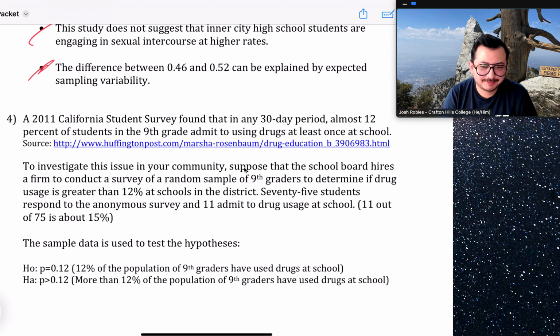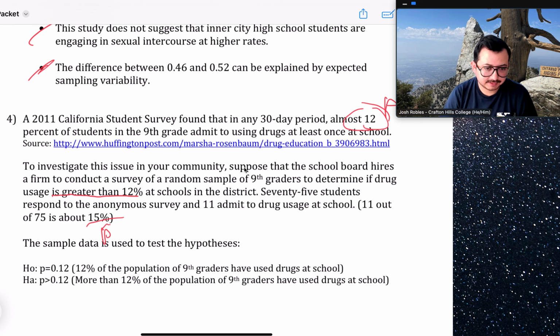To investigate the issue in your community, suppose that the board hires a firm to conduct a survey of a random sample of ninth graders to determine if drug usage is higher than 12%. 75 students respond to the anonymous survey, and 11 admit to drug usage at school, which is about 15%. This is a sample, so this is p-hat for sure. So this must be the p that we're talking about. All right, we're referencing 12%. And you can see here, the alternative hypothesis will be in the problem somewhere. They'll be telling you, are you trying to look for that it's more or that it's less? They'll let you know that.